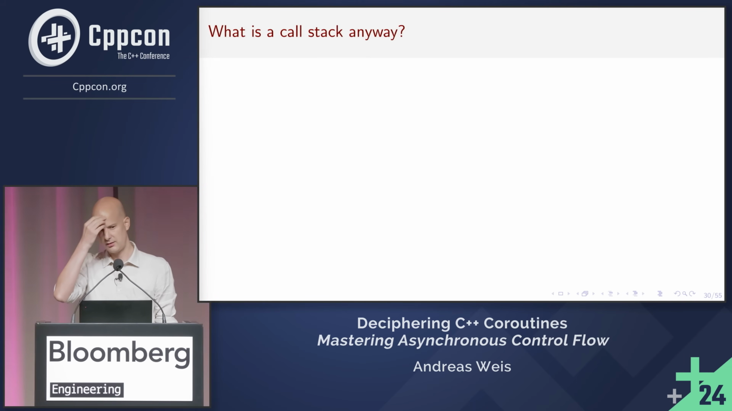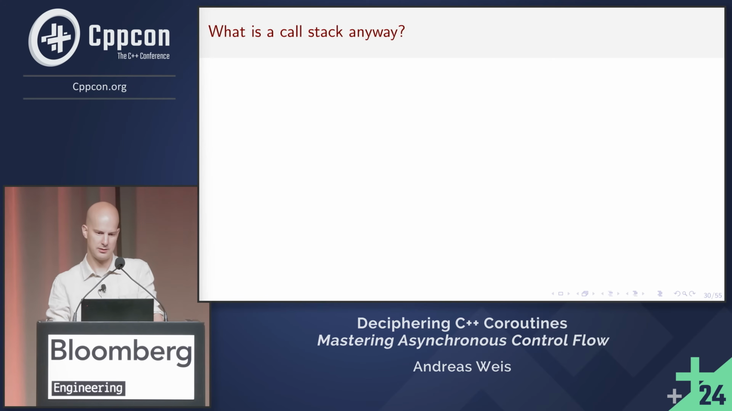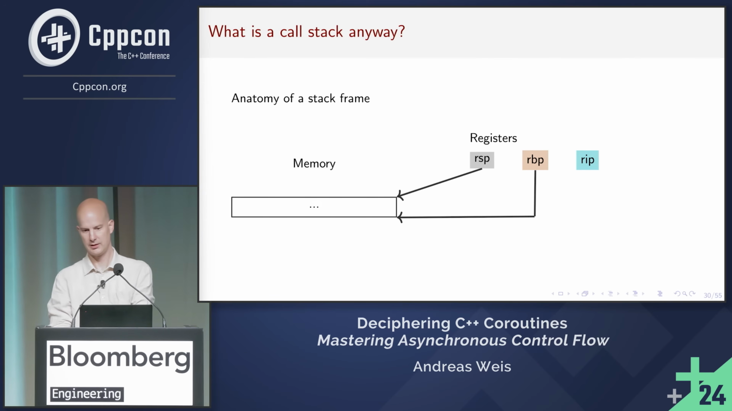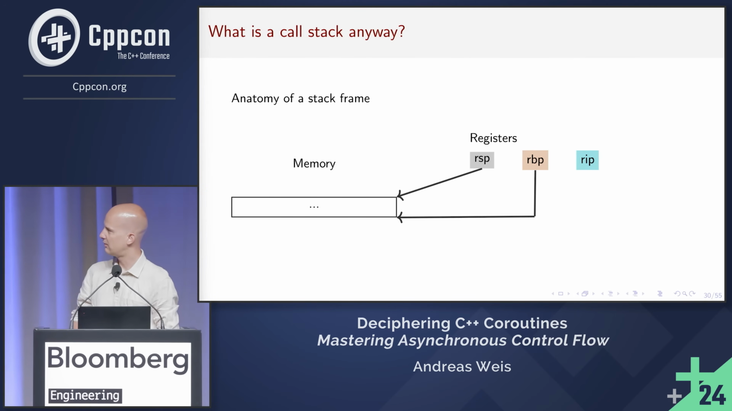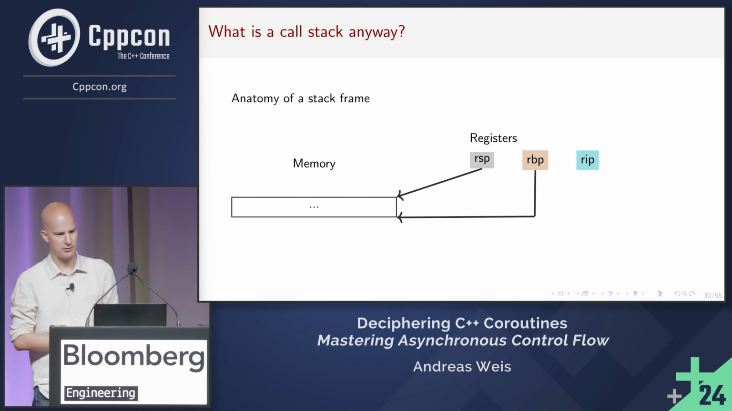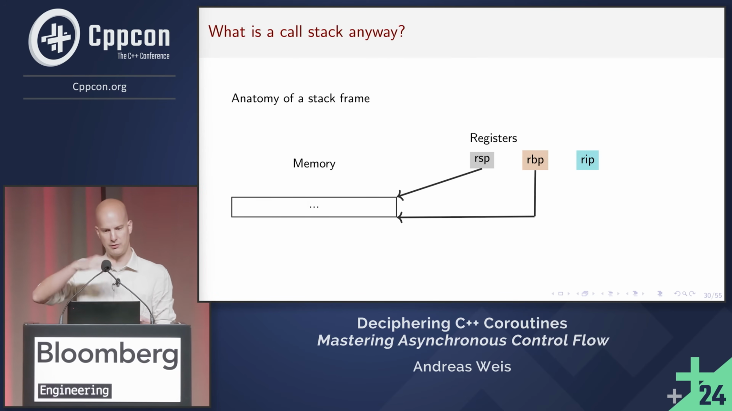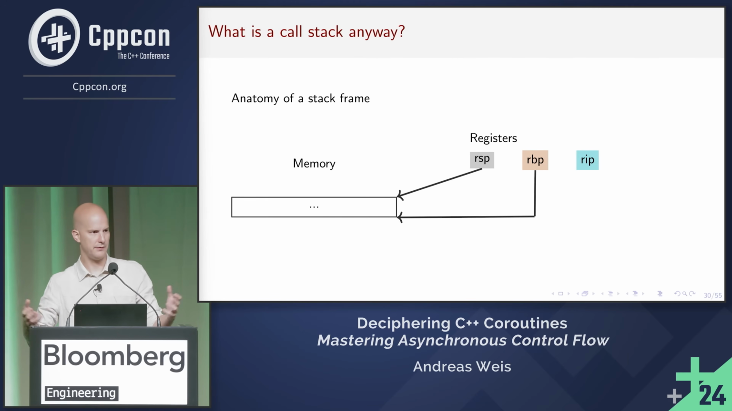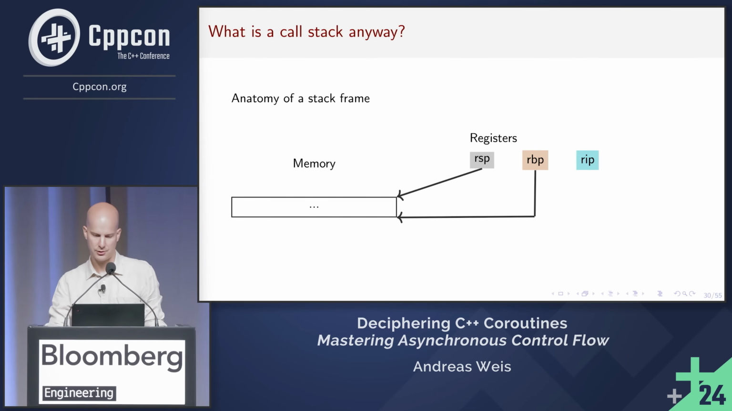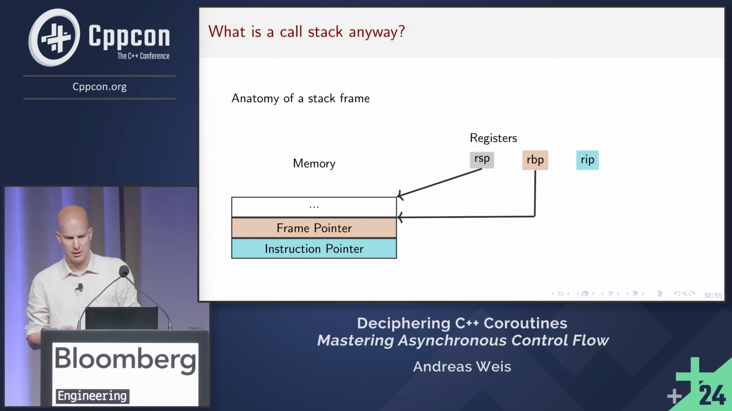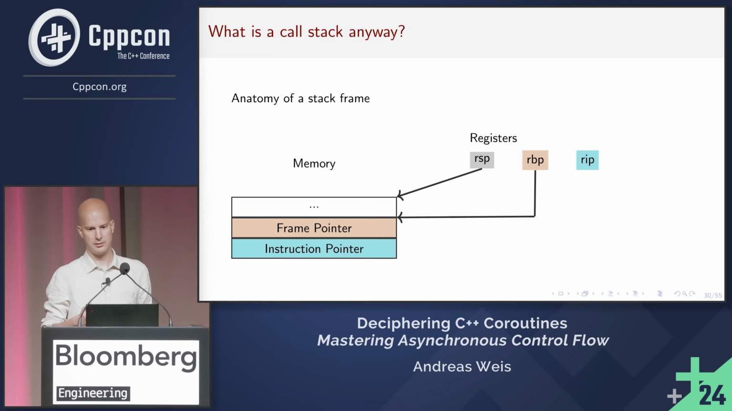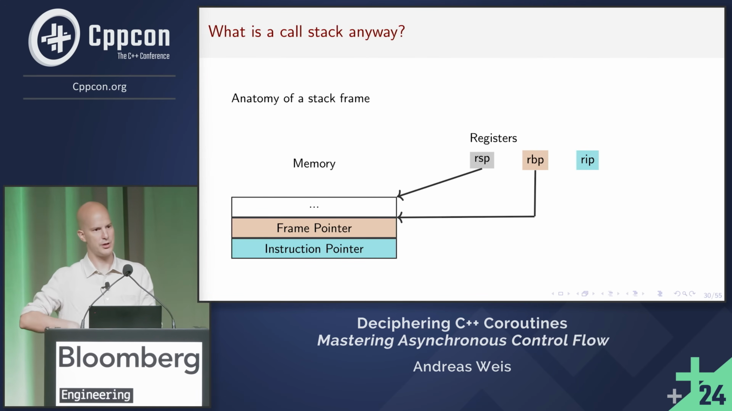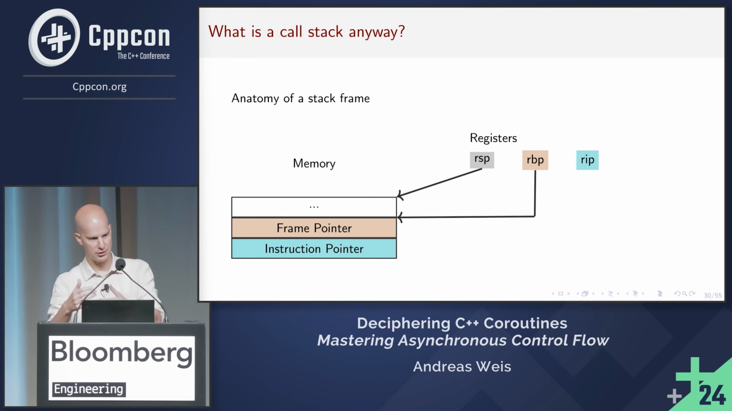Okay, let's take a step back here. What is a call stack anyway? So if we look at our stack frame in memory, right, we have this base pointer that gives us the bottom of our call stack, and then we have the stack pointer that we move along as we push and pop elements from the stack. And in between those two lives all of the state that makes up the local state of our function. And then below that, we have the frame pointer and the instruction pointer of our caller, right? So that we know which address to jump back to when we finished executing this function.